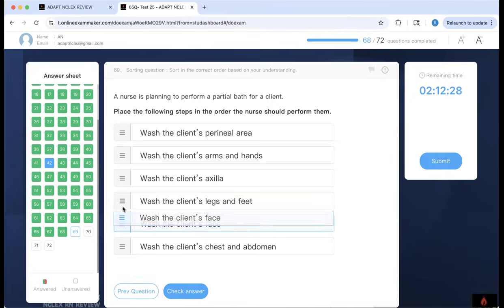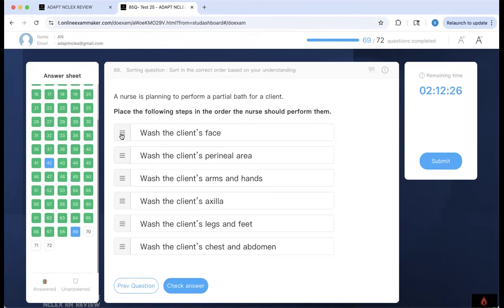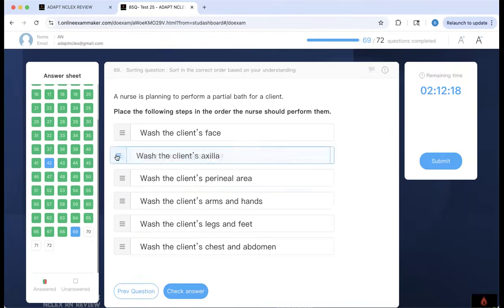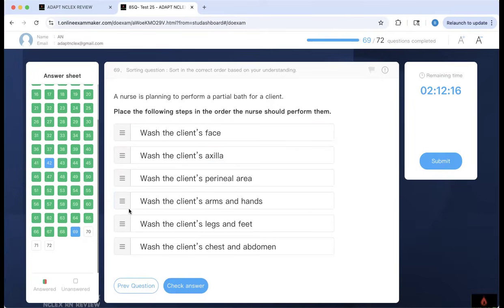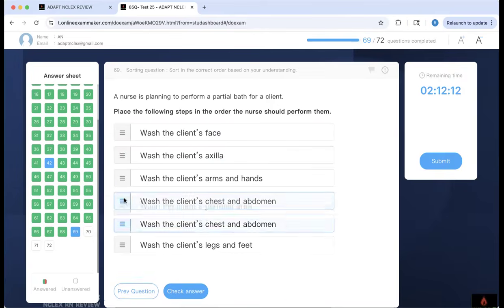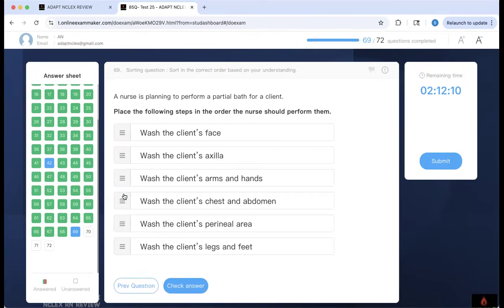The first thing you do is wash your face. Then which one? You start from the area that is clean. Your face is clean. Then you go to your axilla. It's much cleaner than your hands, before you wash your hands. Then you go to the chest, followed by the legs before the perineum. This is the way you wash when doing a partial bath for a client.